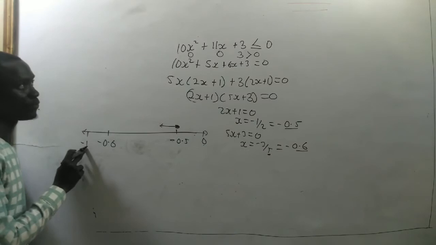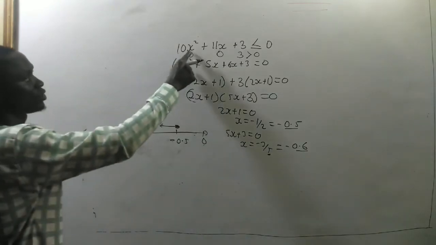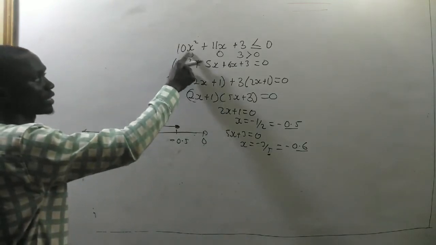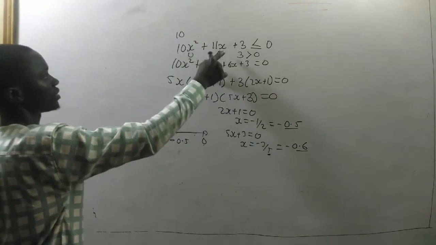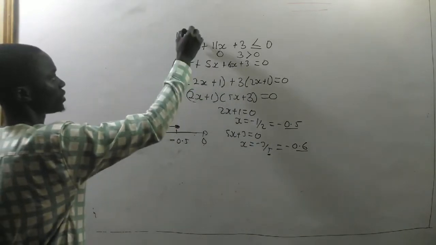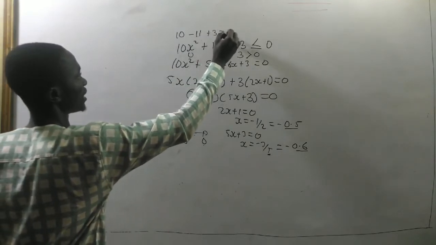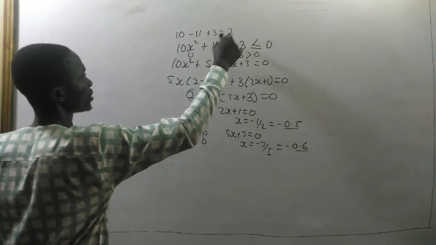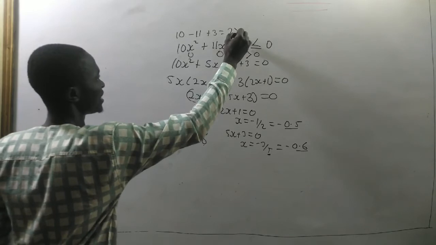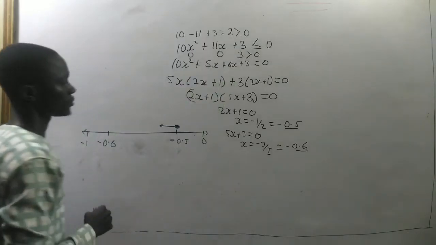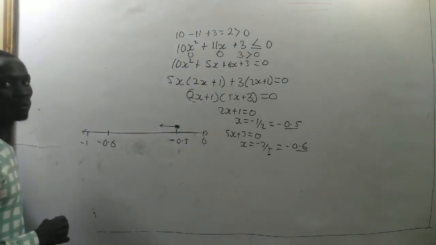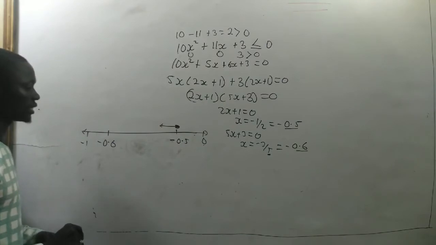Then I'll come to this place. I'm going to use negative 1 to test. So negative 1 squared will be positive 1 times 10 will give me 10. Negative 1 times 11 will give me negative 11 plus 3. And this will give me positive 2. And positive 2 is greater than 0. Wow. Positive 2 is greater than 0.